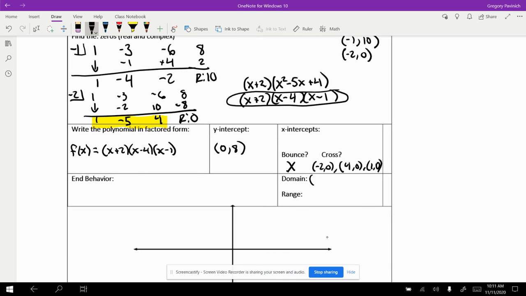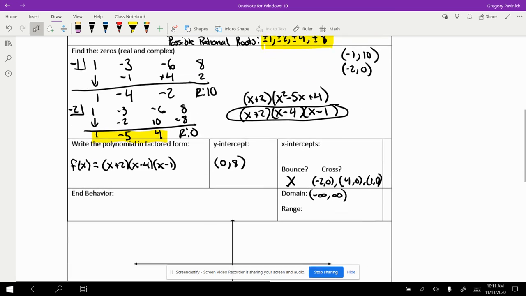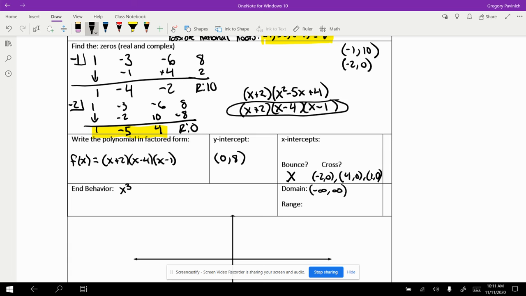What is my domain? You know that one is always going to be negative infinity to infinity. What's my end behavior? Well, that's my leading term. My leading term was what? A positive x cubed. So this is an odd positive. So I know an odd positive, the right end, positive infinity, always does what the sign says, so it's positive. So I know it opens up, and then they're at odds with each other. So the left end opens down.